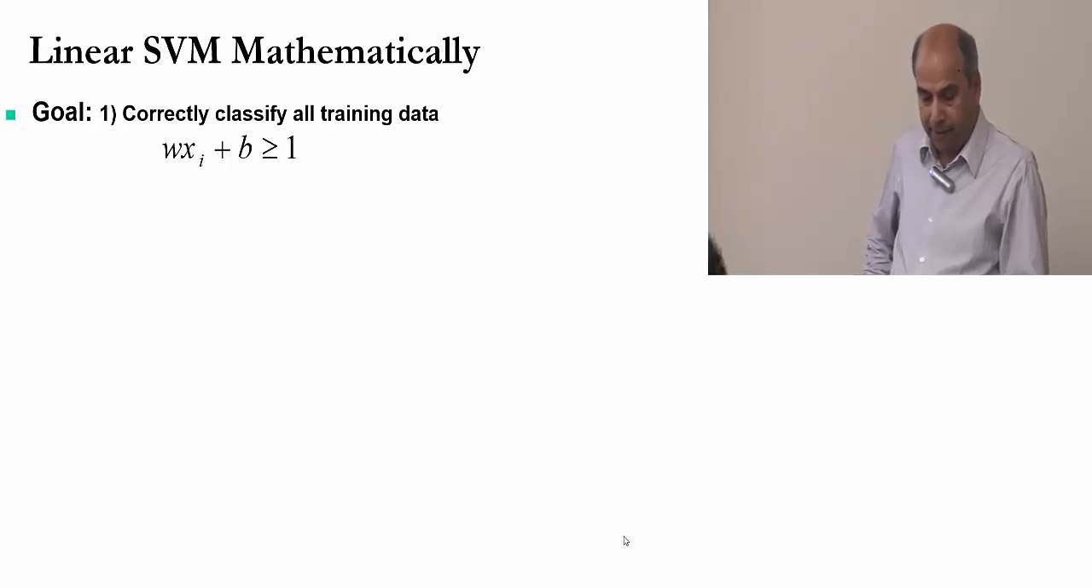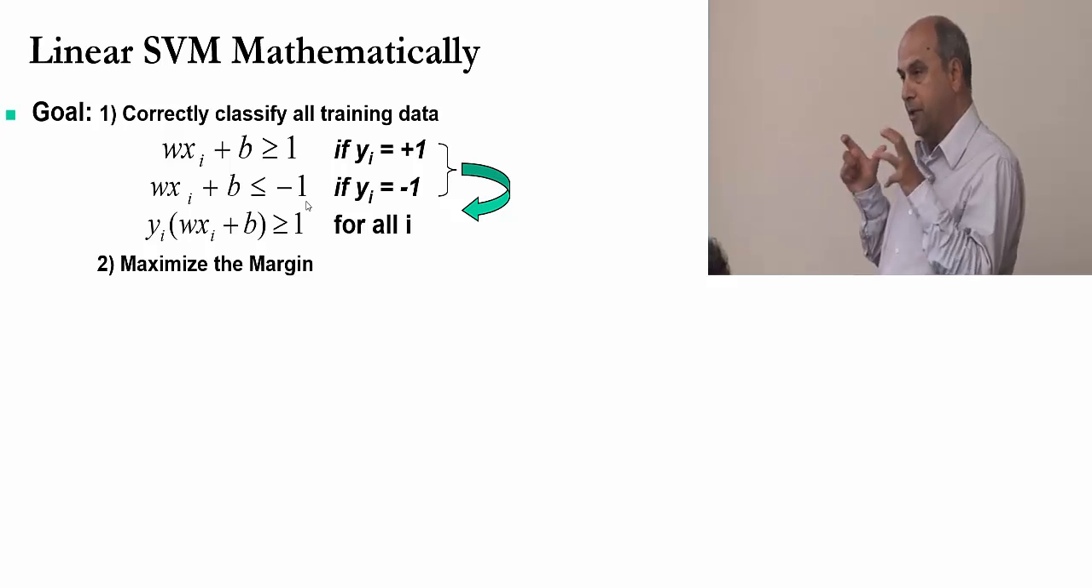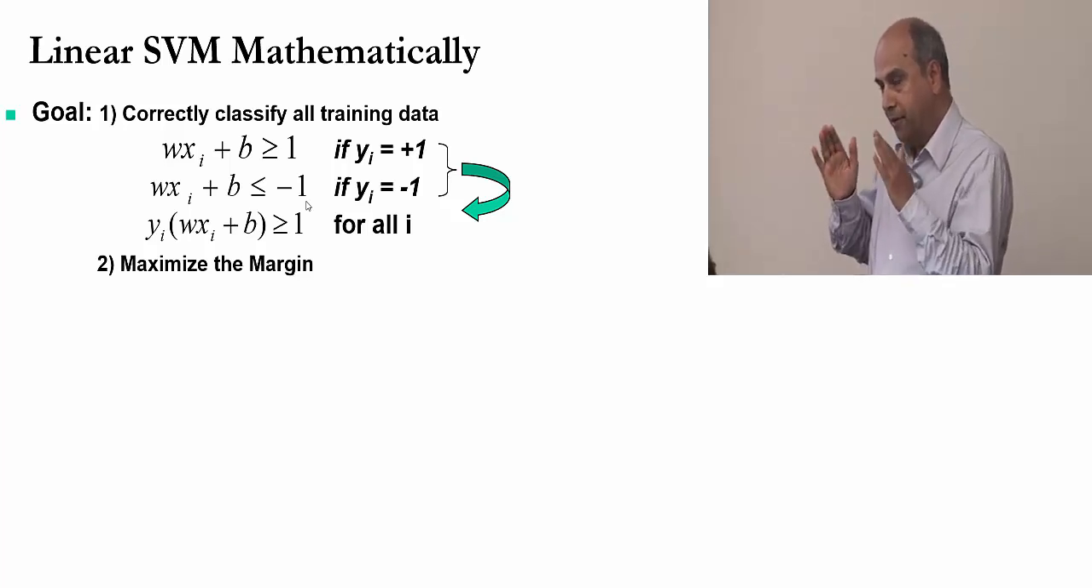So these are your things, just repeat. If it is plus, it should be greater than 1. If it is minus, it should be less than 1. And this we can rewrite like this. Instead of 2 equations, we have 1 equation: yi, because this is plus 1, you get this one, minus 1, you get this one. And so these are the constraints. They have to satisfy this constraint.